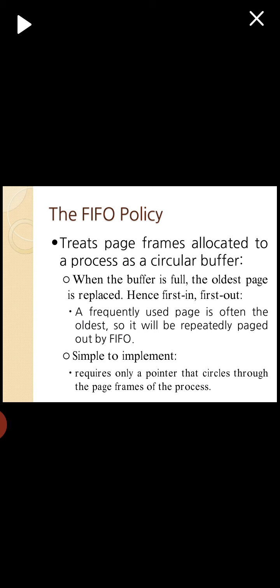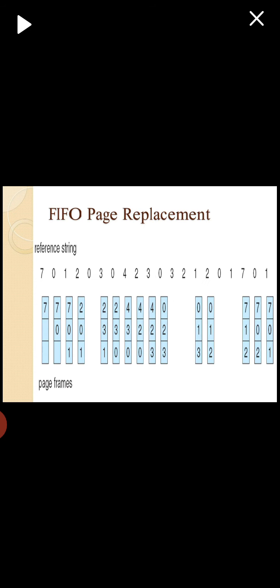When the buffer is full, the oldest page is replaced, hence first in first out. A frequently used page is often the oldest, so it will be repeatedly paged out by first in first out. It is simple to implement. It requires only a pointer that circles through the page frames of the process. This is an example of first in first out page replacement, in which, as per your reference string, you put the pages into your frames.